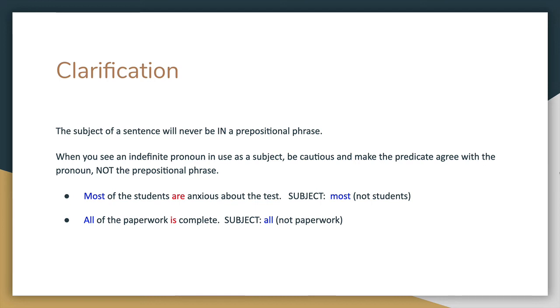So when you see an indefinite pronoun in use, just be cautious and make the predicate agree with your pronoun, assuming that pronoun is the subject of your sentence, not the prepositional phrase that comes between your subject and your predicate. So let's look at a couple of examples. If you say most of the students are anxious about the test, the subject of that sentence is most, not students. Students in this case is serving as the object of the preposition, and a noun can't serve as an object and as a subject at the same time. So most, the pronoun, serves as your subject, and then students becomes object of the preposition.